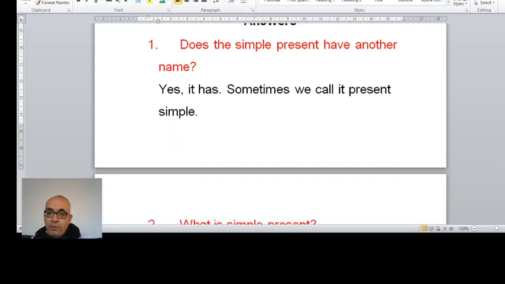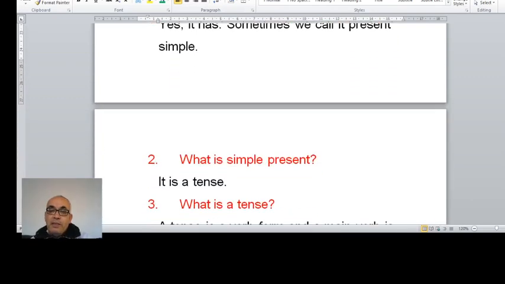Question number 2. What is simple present? The answer is it is a tense.